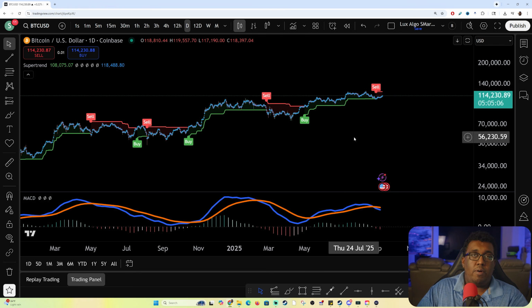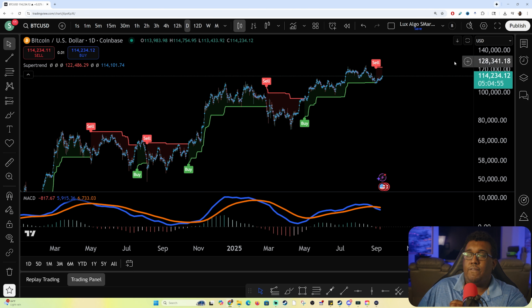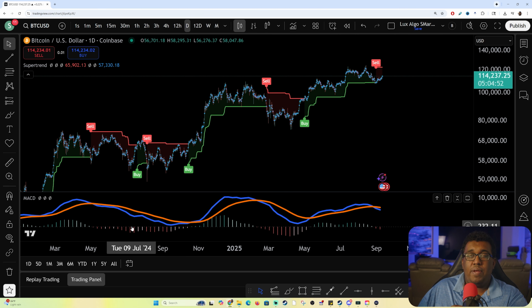You can add on Smart Money Concepts by Lux Algo. You guys can add on wave trends. You guys can add on a bunch of other stuff. But at the core, these are really nice buy and sell signals, and it filters out the ones that you're not really supposed to be buying into because of that bearish MACD.